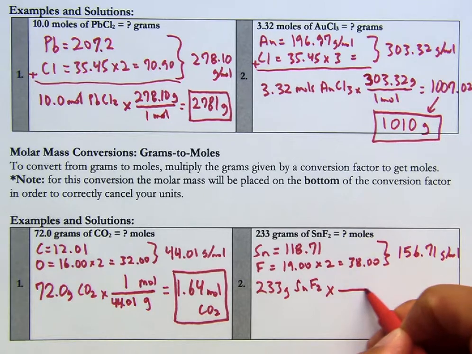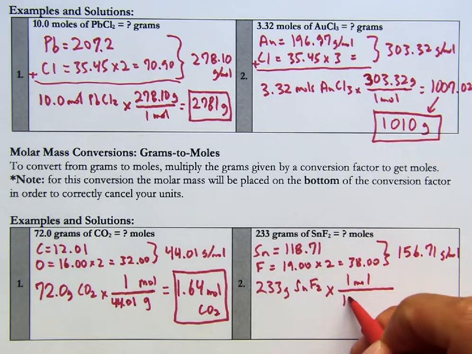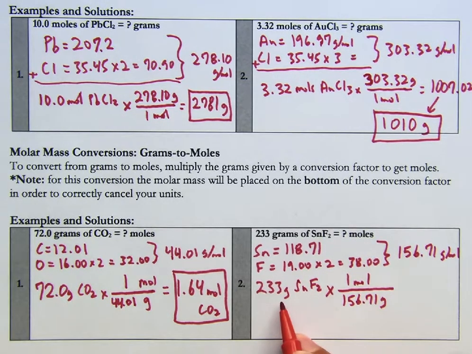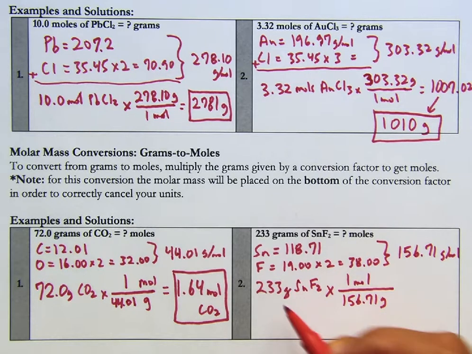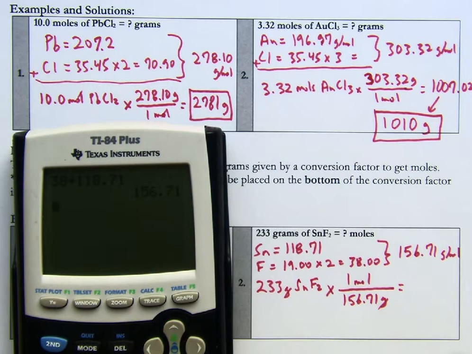So we want to find moles. 1 mole is 156.71 grams. Units of grams will cancel, and we'll be left with our answer in moles. So we're going to take 233 and divide it by the molar mass. We get 1.49 and that's moles of SnF2.